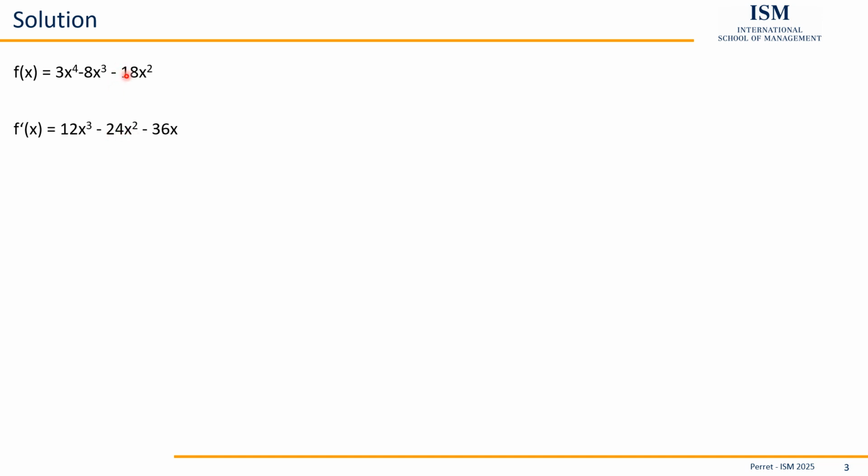Then we do it with the last part. The 18 we keep. We get the derivative of x squared, which is 2x. So minus 18 times 2x gives minus 36x.